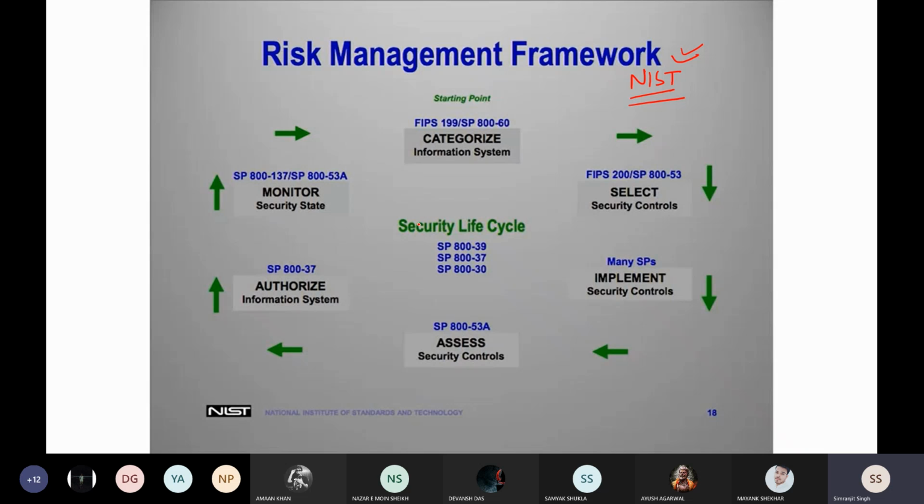This is referred to as the security life cycle. You implement security controls, then you assess again if there is any problem in the security controls, and then you authorize the information system and monitor its security state. These things go on for four or five cycles, so that you can easily get a reading of whether there is any kind of security risk involved. So this is regarding the risk assessment part and the risk management framework. NIST stands for National Institute of Standards and Technology.